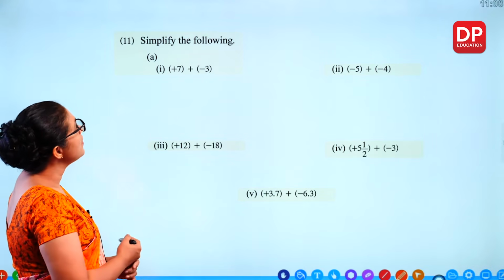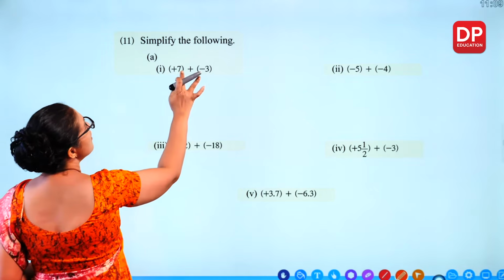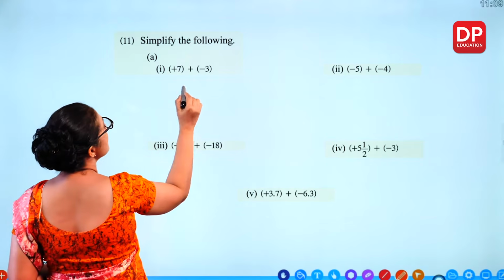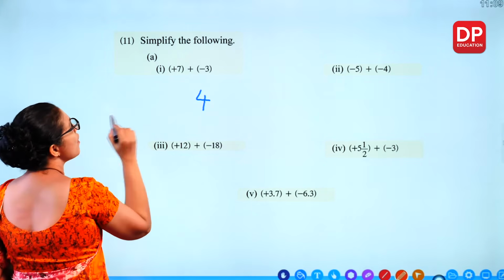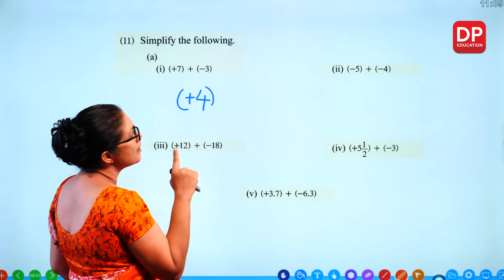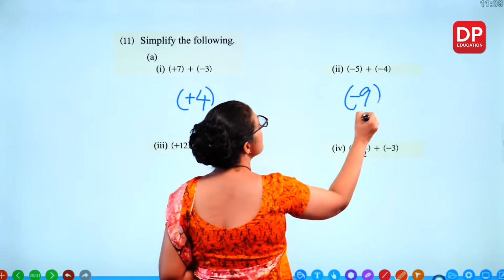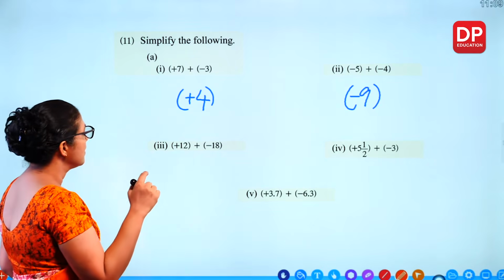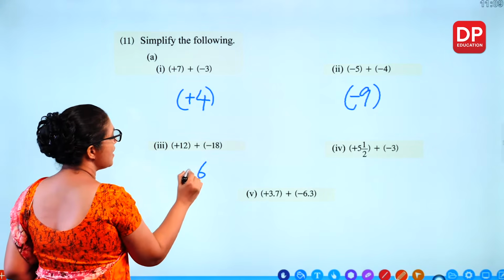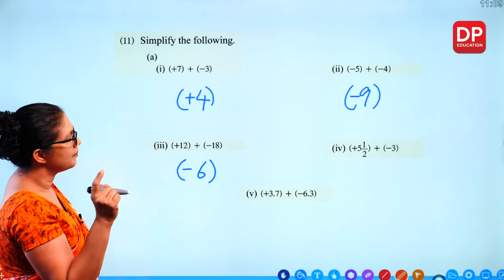Now directed numbers addition. So here different signs. What you do? Take the difference, that's 4, and put the sign of the larger number. That's plus 4. This is same sign, you add it and put the sign. So that's minus 9. Here different sign, take the difference, that's 6. The bigger number is 18, so that's minus 6.